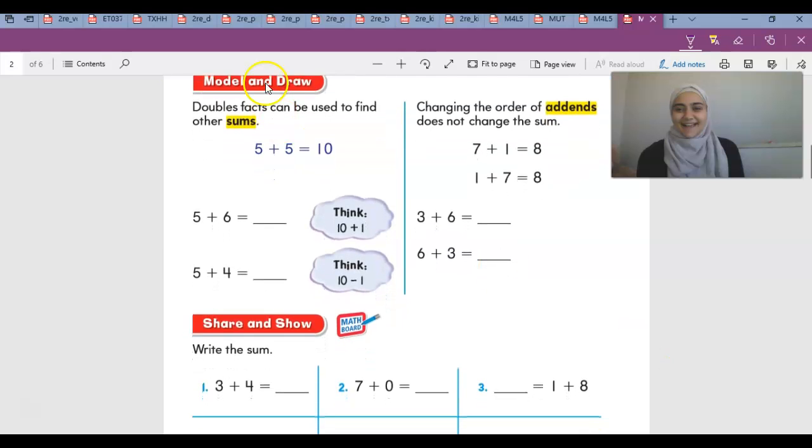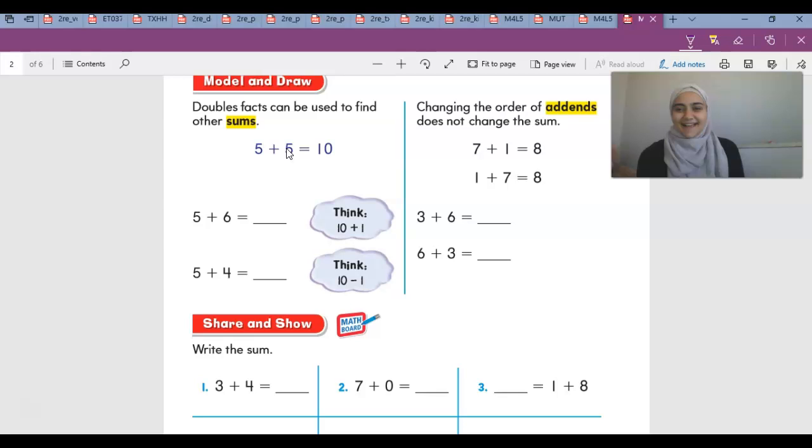Doubles facts can be used to find other sums. So doubles, remember I talked to you guys about that before I left. I said, do you guys know your doubles facts? Real quickly, let's go over them. 1 plus 1 is 2. You need to say them out loud, okay?